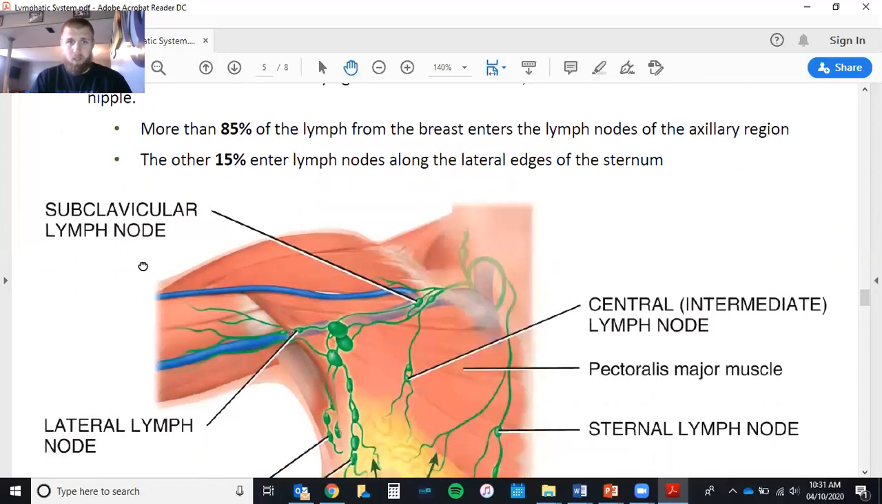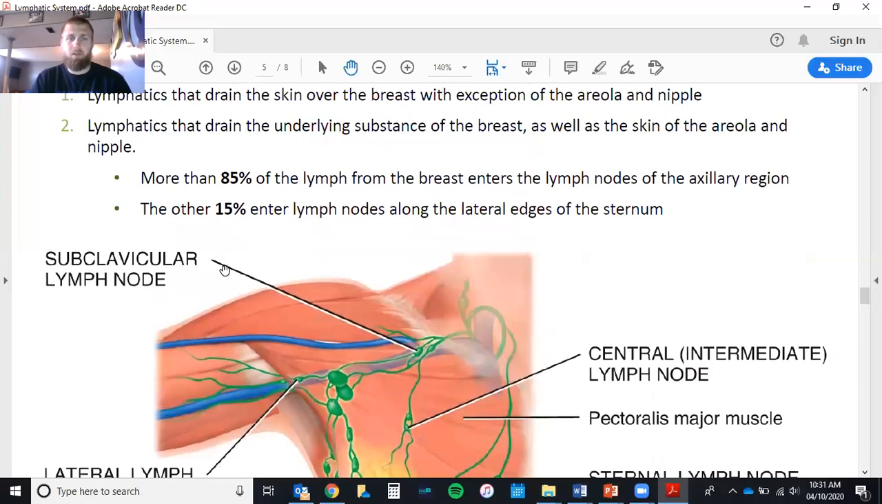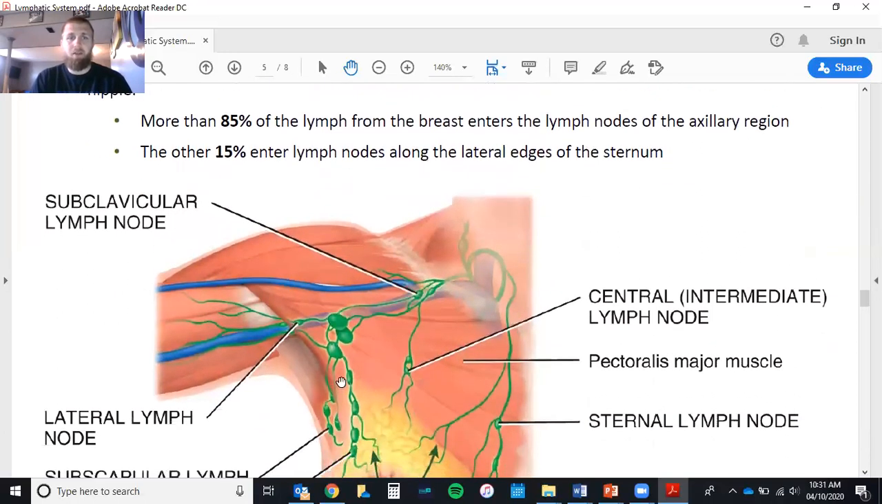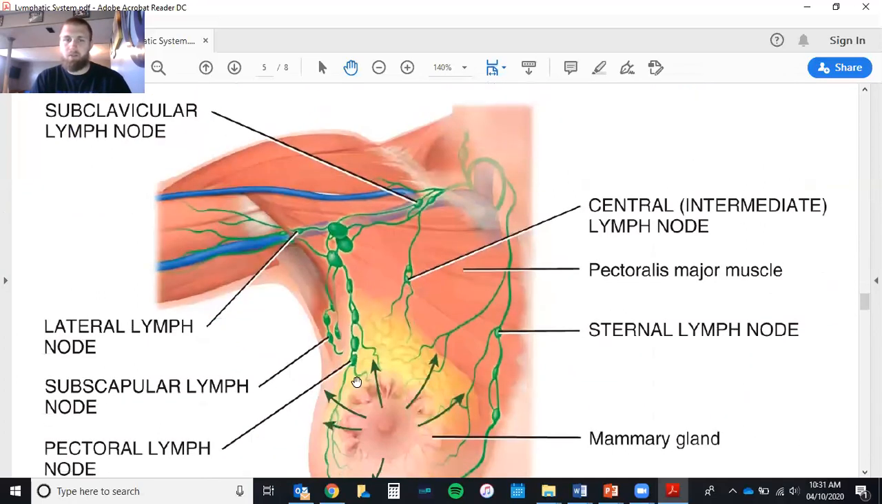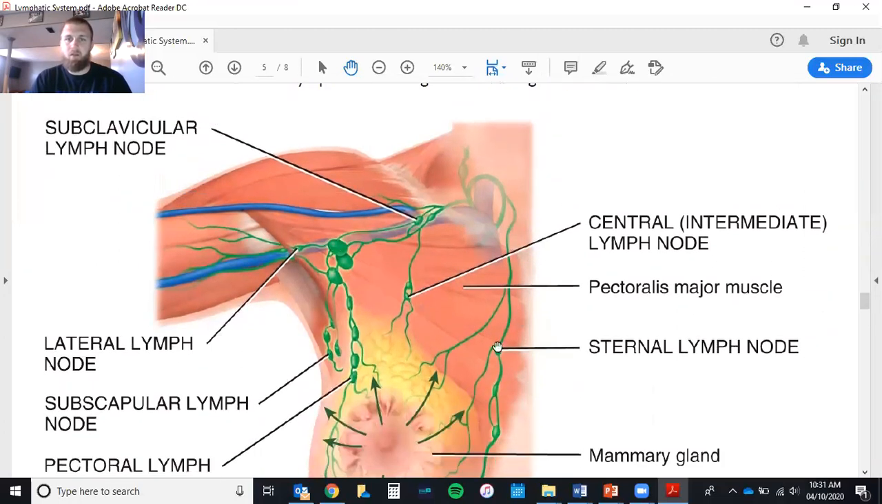Okay? As far as lymph from this second set here, more than 85% enters the lymph nodes towards the axillary region, which should be common sense based on the more pronounced number of nodes and vessels compared to over here. About 15% come this way along the edges of the sternum.